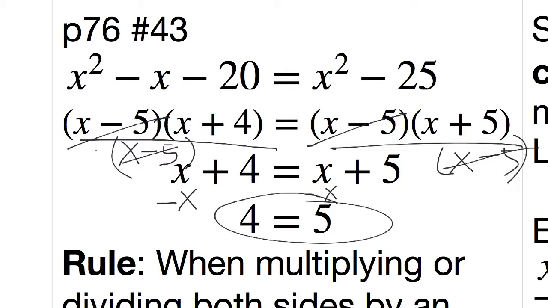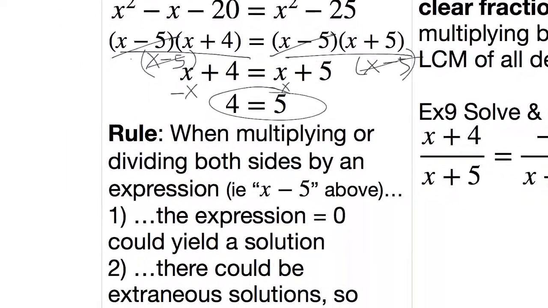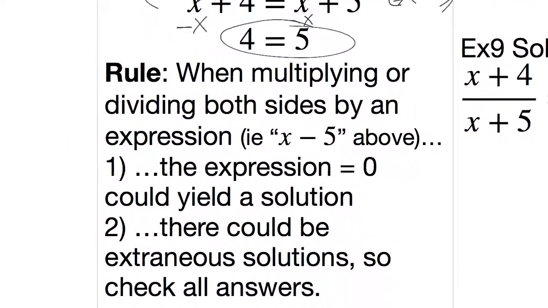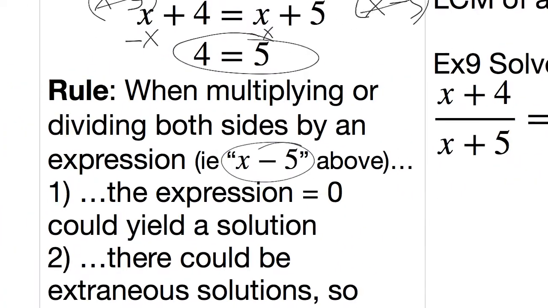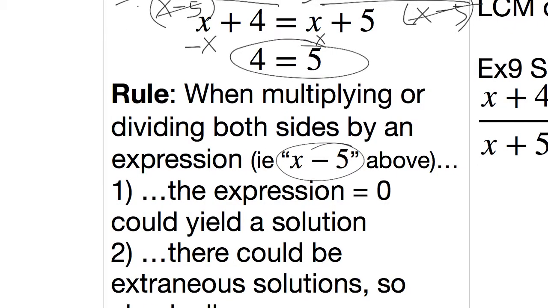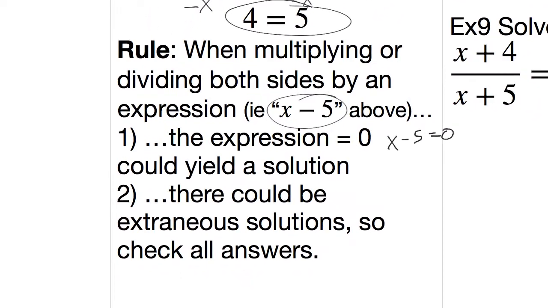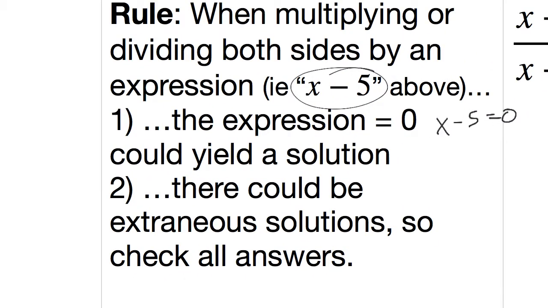Well, it turns out that what you've got to remember when you're solving equations like this is that when you're multiplying or dividing both sides by an expression, like, in this case, x minus 5, you have to say that the expression, like x minus 5, could equal 0 as a potential solution. On top of that, when you're multiplying or dividing both sides by an expression, it could yield extraneous solutions, like extra values of x that aren't even going to work in the original equation. So you have to make sure you check all your answers.